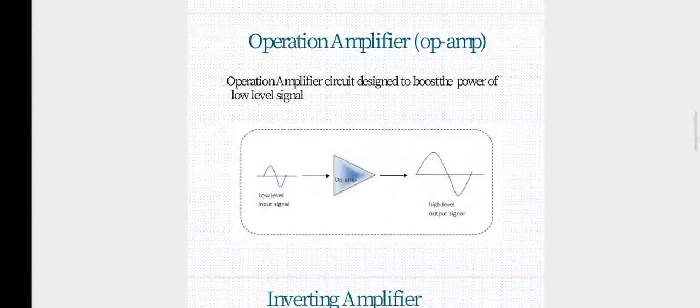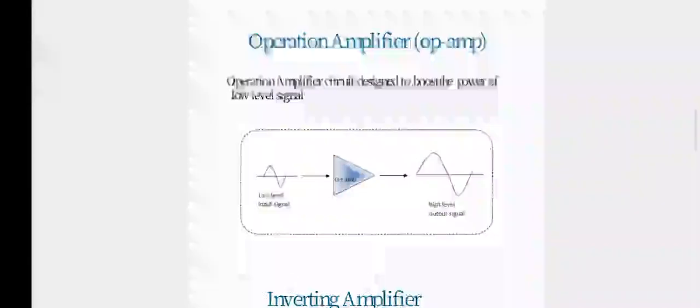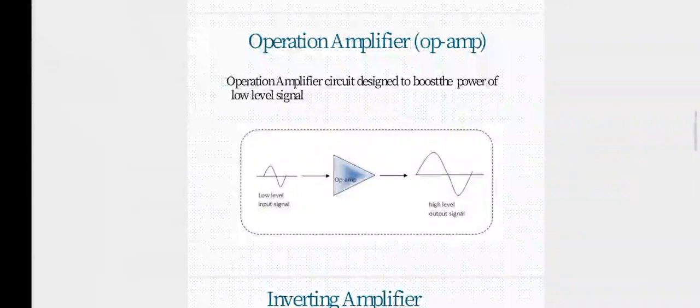Then the operational amplifier. The major function of the operational amplifier is to boost a low level signal to a higher level signal, so it is generally called a booster device. You can see the low level input signal is given to the op-amp, then automatically the high level output boosts the input signal. From the diagram you can easily understand.